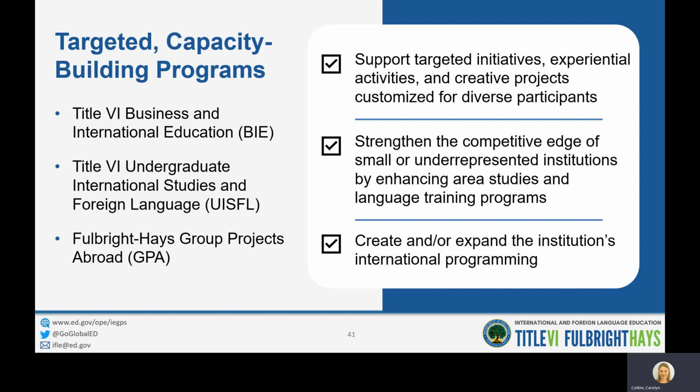These three programs also really work to expand, or to create in the first place, your international programming. So grantees that we see under these programs can be larger institutions or sometimes state flagship institutions, but often we see smaller institutions receive these grants. We see community colleges receive these grants. We see minority serving institutions apply for and successfully implement these grants. So if you are any one of those, I think check out the BIE program, the UISFL program, and or the GPA program.